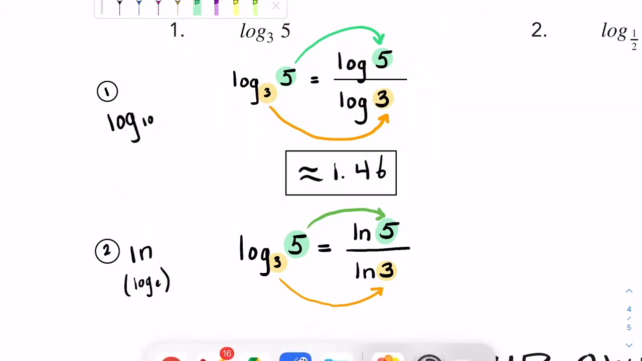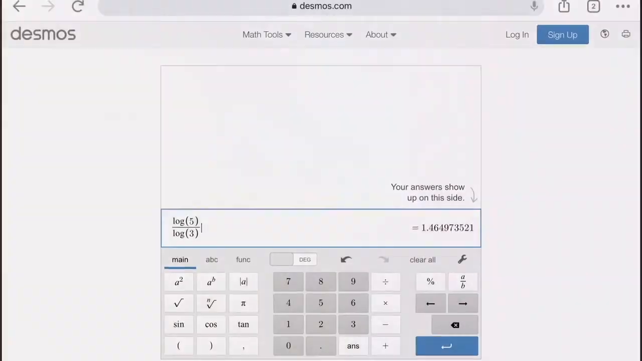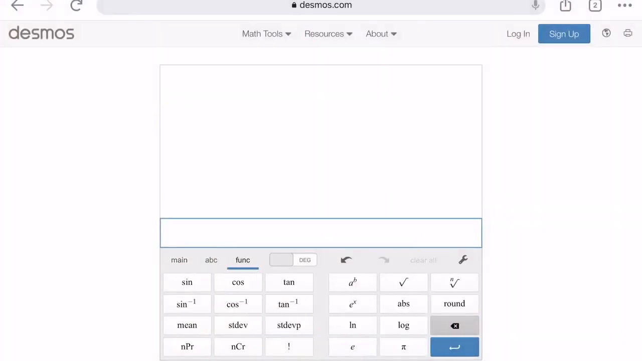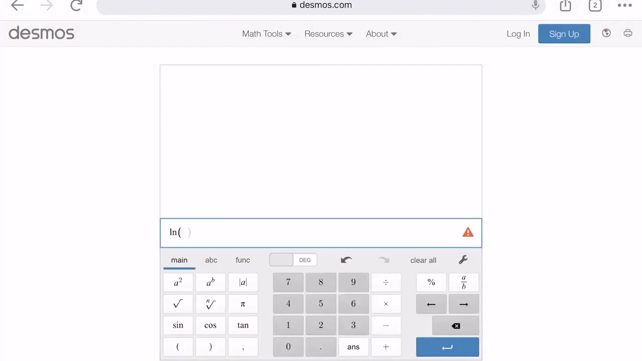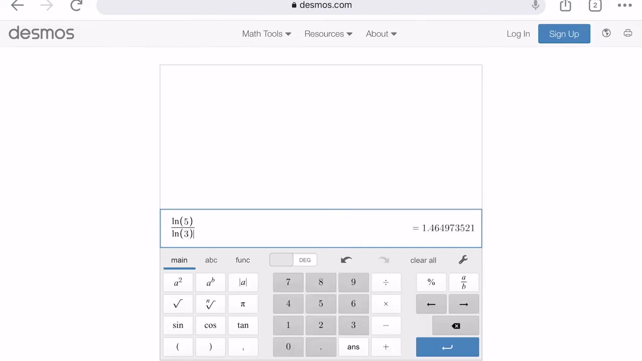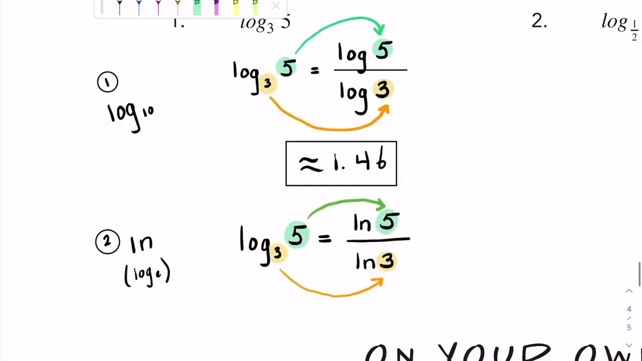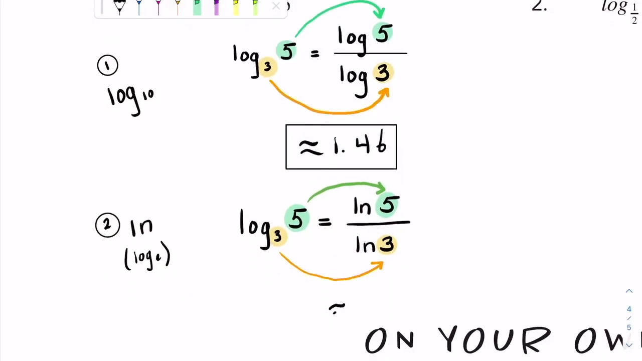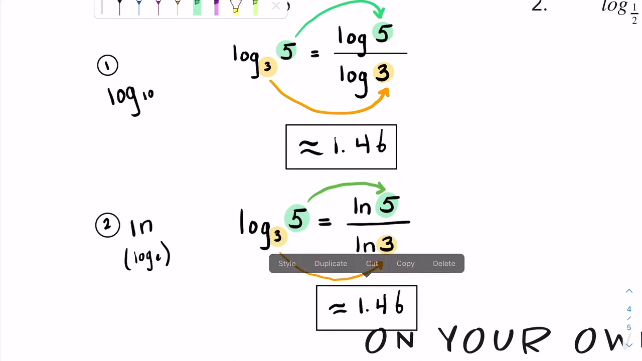Switch to a calculator. This time I'm going to type ln 5 divided by ln of 3. And you can see off to the right, our answer is still 1.46497. So it didn't matter if we chose to do ln or if we did log, we ended up with the exact same answer both times. So I guess you can pick whichever one you feel more comfortable with. It probably doesn't matter to you either. It is just a calculator button, but pick one of them and stick with it.